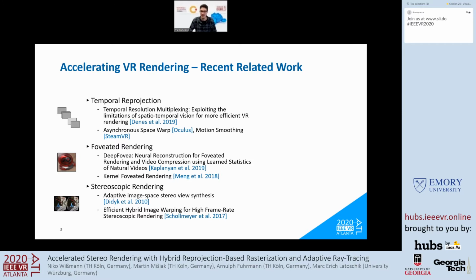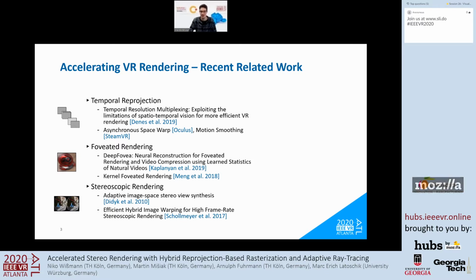One way of achieving a high frame rate is to exploit the constraints on human spatial temporal vision, as in the work of Denes et al. Existing temporal coherences between consecutive frames can also be leveraged to synthesize new in-between frames. Such techniques are already being used by the industry. An example would be the Asynchronous Space Warp by Oculus or Motion Smoothing by SteamVR. Foveated rendering, as we just heard, is a very active research area, with recent research focusing on efficient implementations of multi-resolution rendering and reducing perceptual artifacts in the periphery.